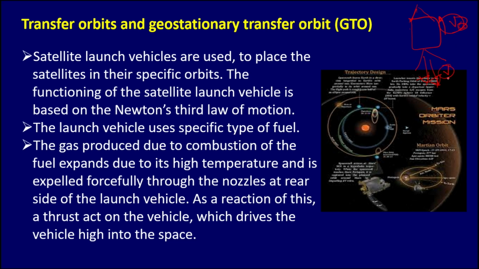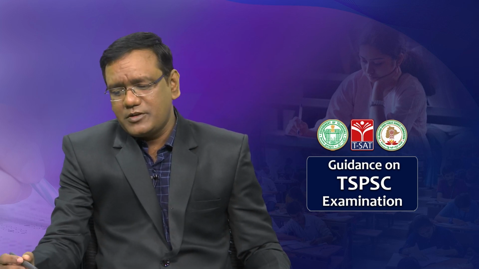This is given because of burning the fuel, and the gas comes out with a particular velocity, that is velocity v. Then the object also moves in the opposite direction with the same velocity. So this is what drives the satellite. As a reaction of this, the thrust acts on the vehicle, which drives the vehicle high into space. But this is not sufficient power; we could not generate sufficient power, especially with our existing launch vehicles.